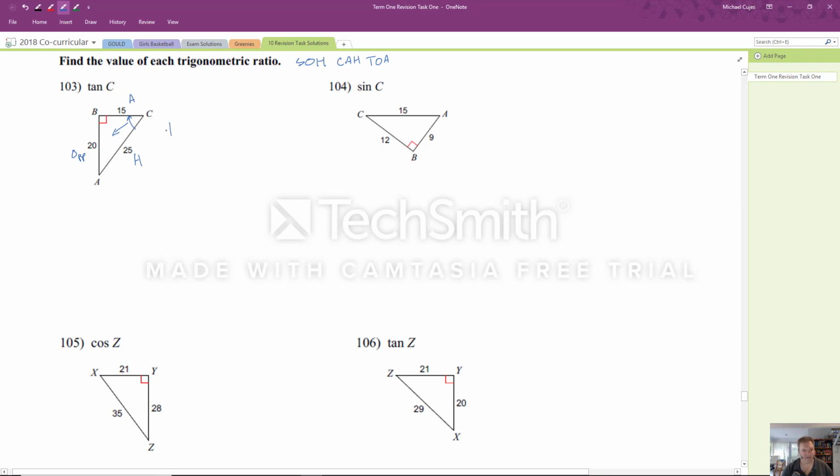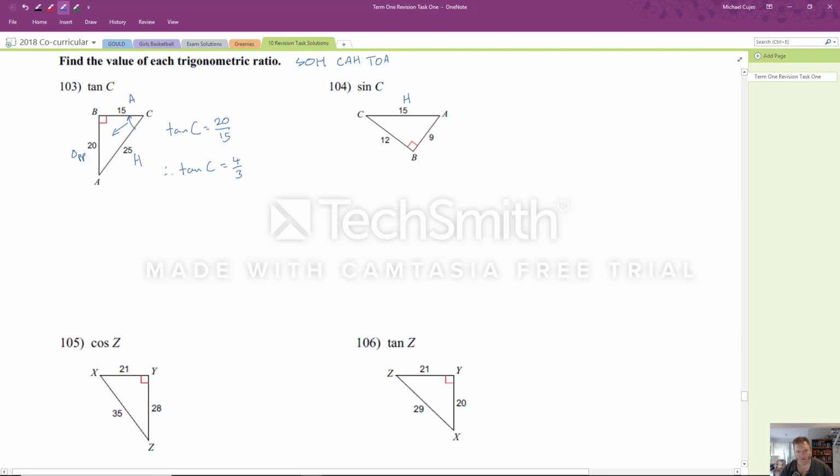Well, so tan of C is going to equal the opposite side is 20 divided by the adjacent side, which is 15. So the tan of C equals 4/3. Now we don't need to go any further. It doesn't say find the angle C. It just says find the tan of C. So we're done.